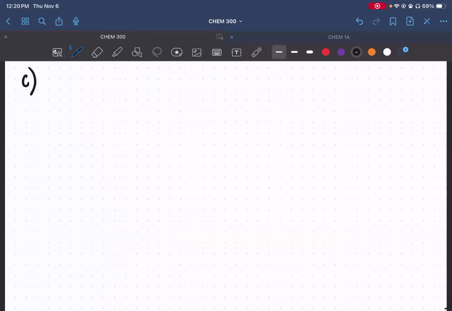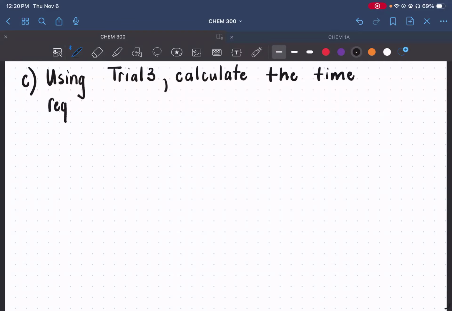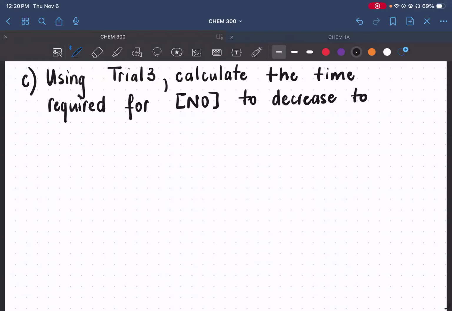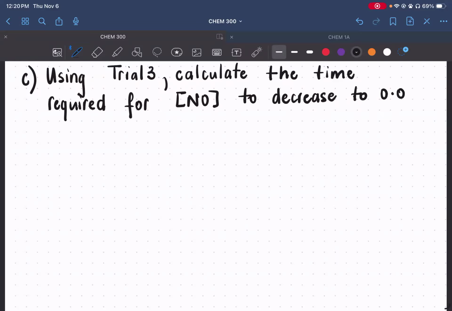Part C. Using trial 3, calculate the time required for NO to decrease to 0.003 molarity.